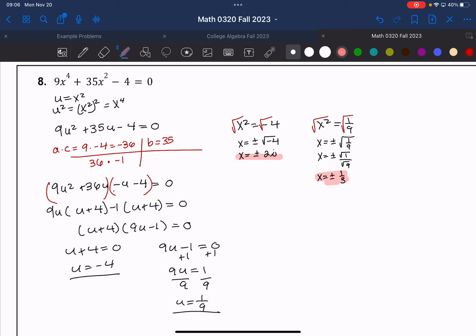Any questions on 7 or 8? So this is kind of still playing into concept 1, because we didn't do really anything different, and we labeled our u and u squared just the same.